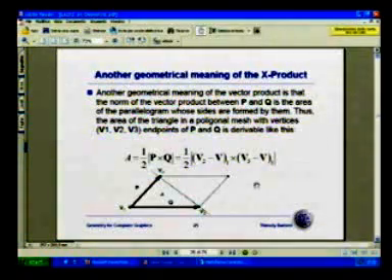Another geometrical meaning of the cross product is that half of the norm of the vector product is the area of that triangle. That could be useful to understand in the triangle if the polygon is big or small, which could be useful in some polygon-based processing.